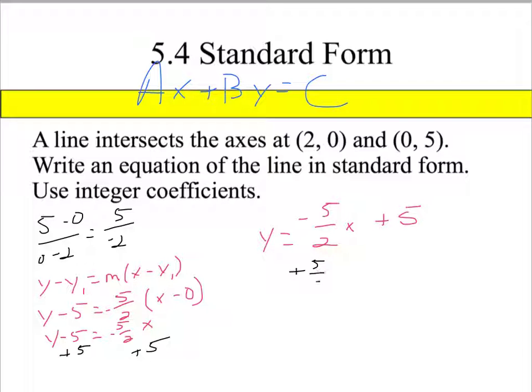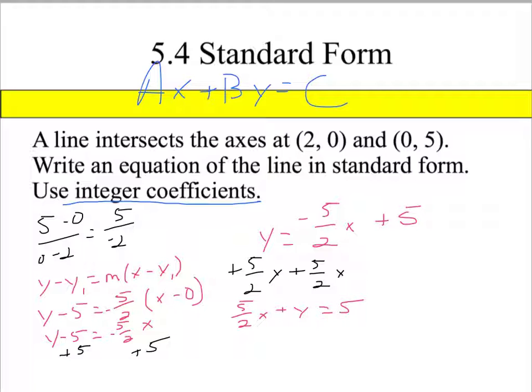Add 5 over 2 to both sides. 5 over 2 x, and I now have 5 over 2 x plus y equals 5. All right, am I done? No, I'm not done. Don't forget, the last part of our directions is use integer coefficients.